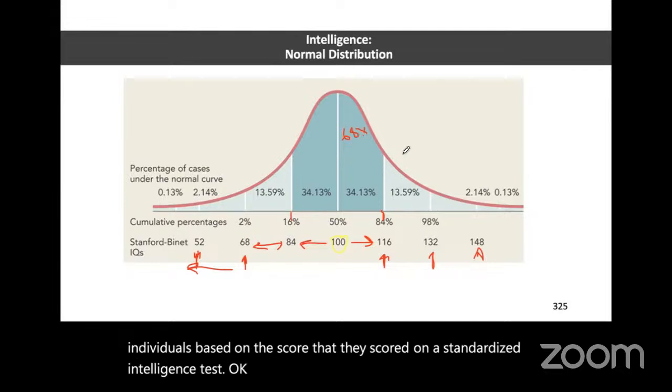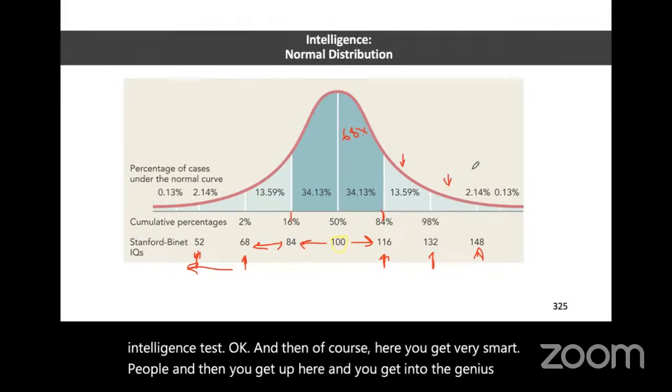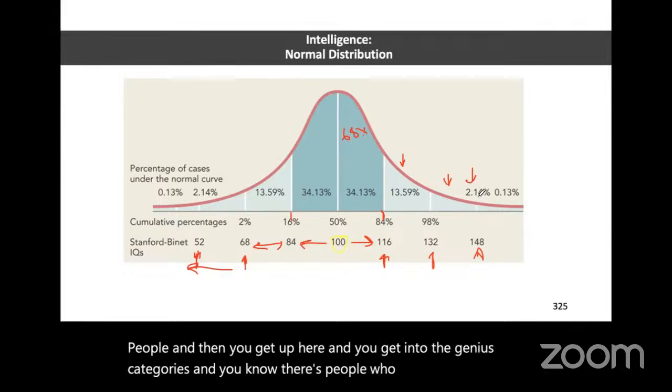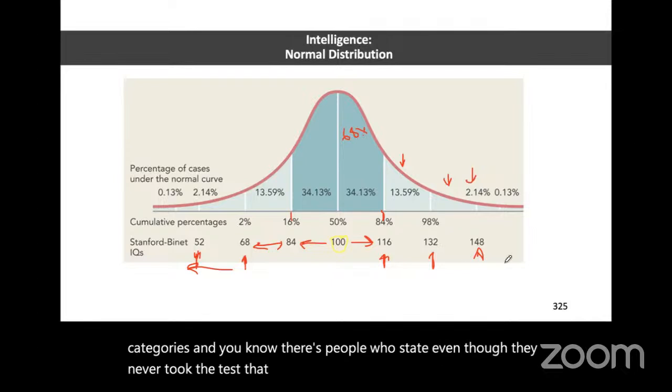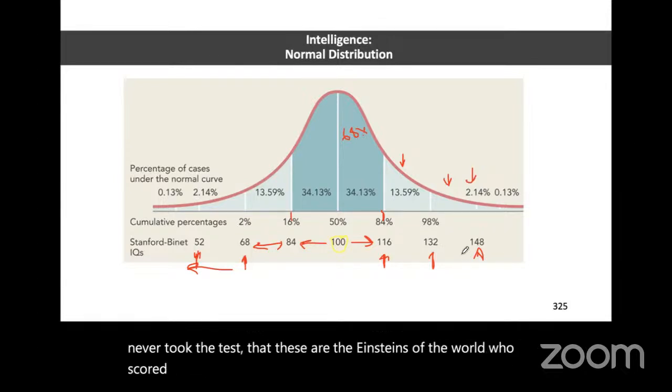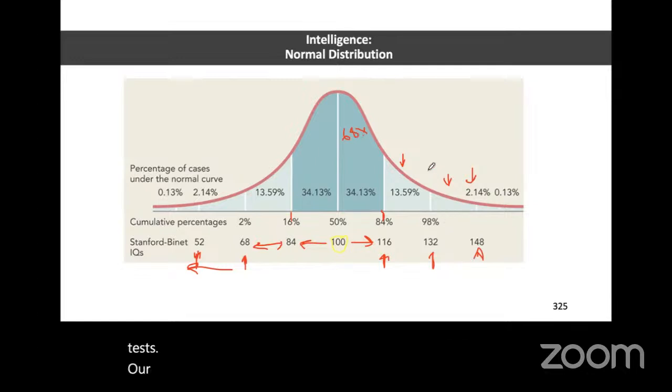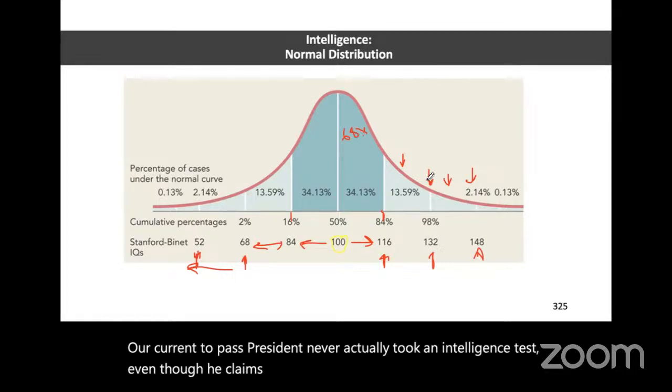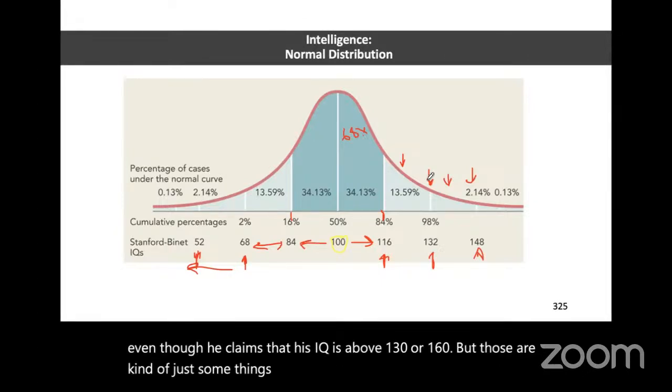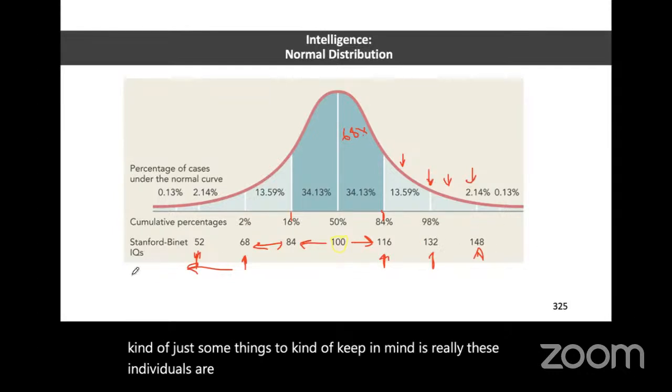And then of course here, you get very smart people, and then you get up here and you get into the genius categories. And, you know, there's people who state, even though they never took the test, that these are the Einsteins of the world who scored above 148 or 160. But I will tell you that they never took IQ tests. Our current to past president never actually took an intelligence test, even though he claims that his IQ is above 130 or 160. But those are just some things to keep in mind, is really these individuals are quite rare, okay?